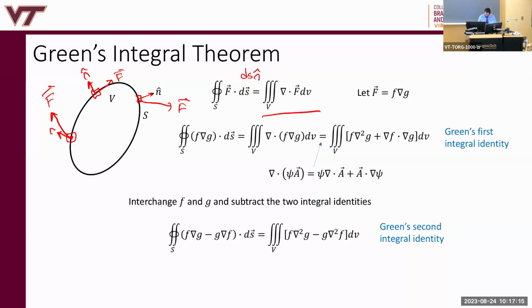There's a vector field. We have f on this side. It's a vector field, so we better have a vector field on this side. Gradient of g is a vector field. Plug that in here. Now what we do is we use the divergence theorem again. So divergence of now this f gradient of g. Then we have this vector identity we can apply to the integrand, and we can rewrite it like this. This is called Green's first integral identity.